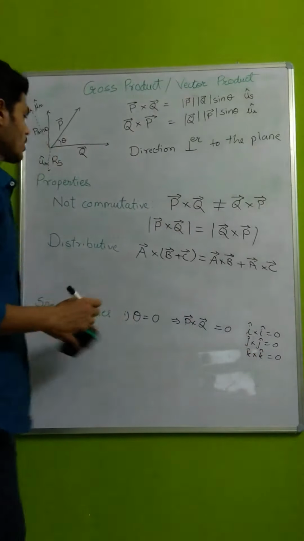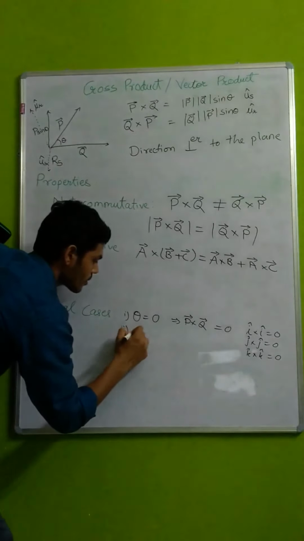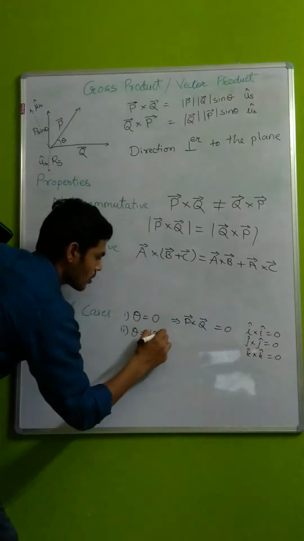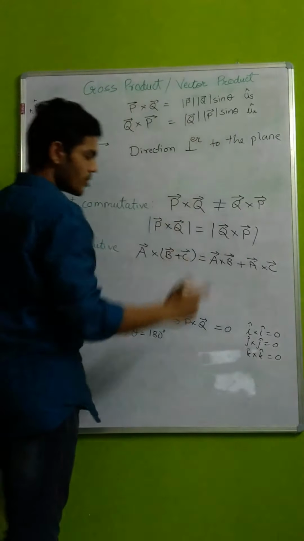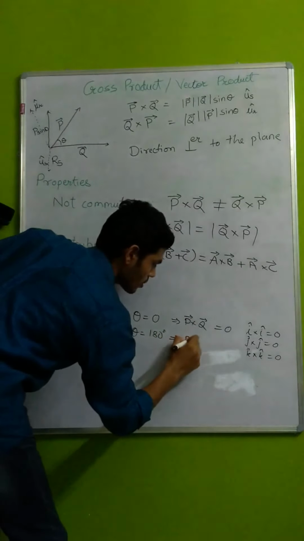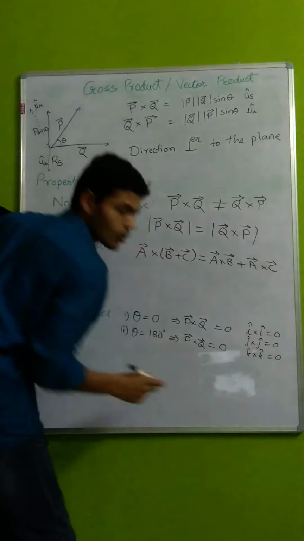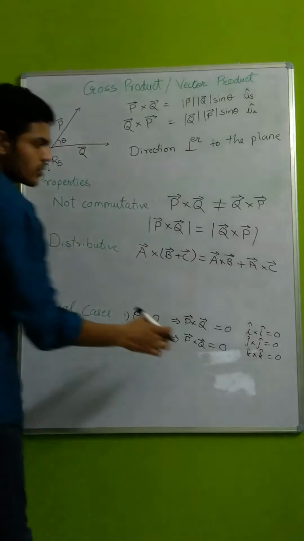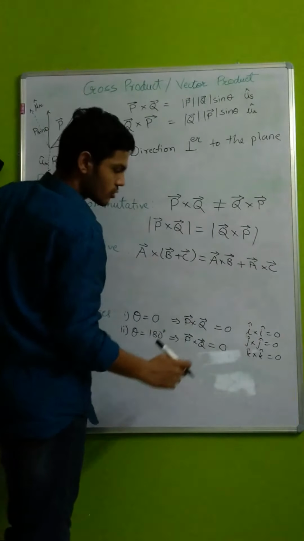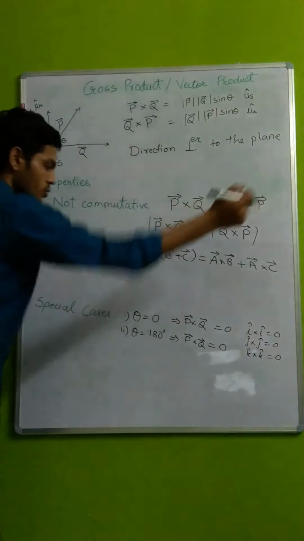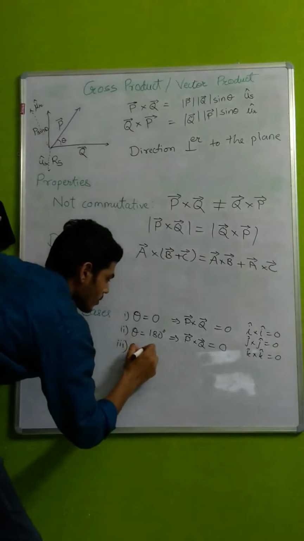Right? Now what if this theta is 180 degree? Again, sin 180 degree is 0, so P cross Q will be 0. So for theta equal to 0 degree and theta equal to 180 degree, cross product is 0. So we can write I cross minus I is equal to 0, J cross minus J equal to 0, and similarly K cross minus K is also 0. Now theta equal to 90 degree.